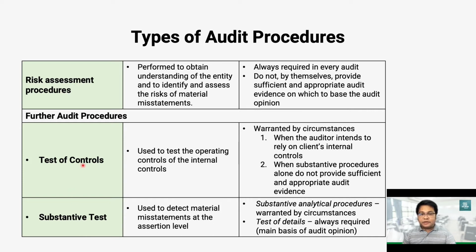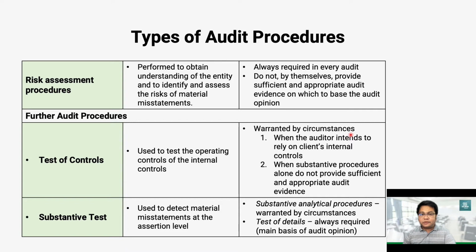Now, tests of controls, remember, are procedures that we perform to test the operating effectiveness of internal controls. Because remember, in our discussion of the theoretical framework of auditing, if the controls of the client are effective, then it would most likely result in lower risks of material misstatement. And therefore, we can reduce the amount of work in that area whenever the client's internal controls are effective. However, tests of controls are not always performed in every audit. Performance of tests of controls is warranted by circumstances. So it's conditional.